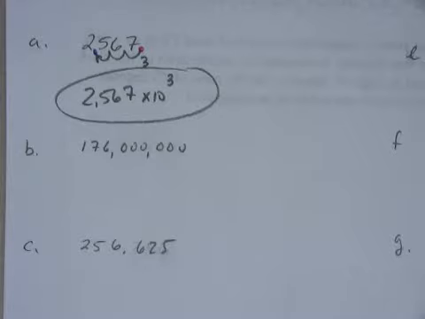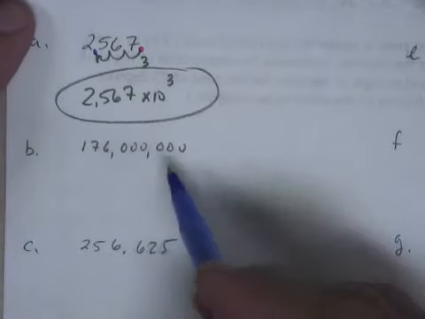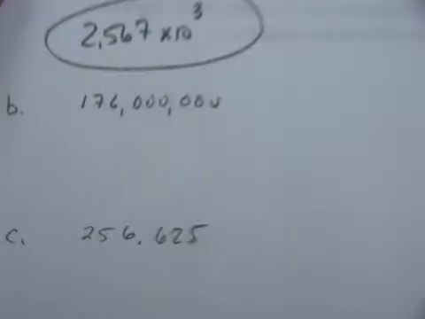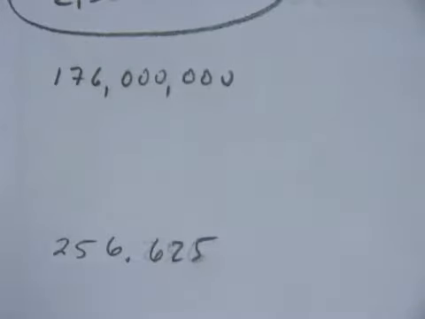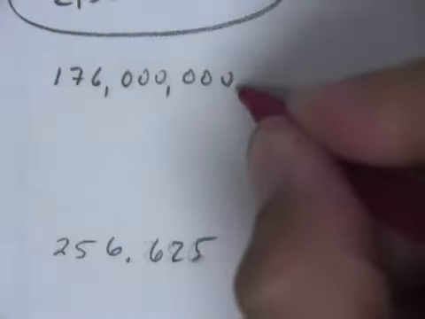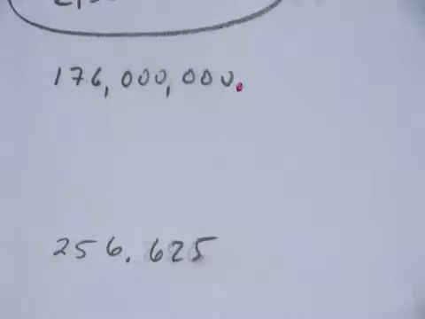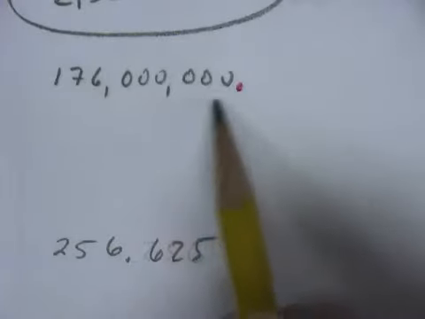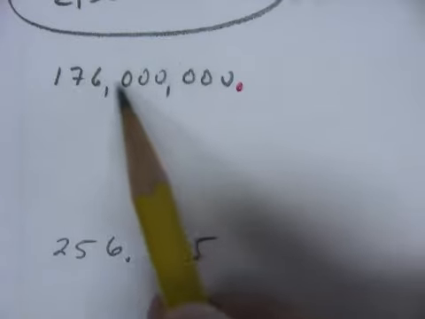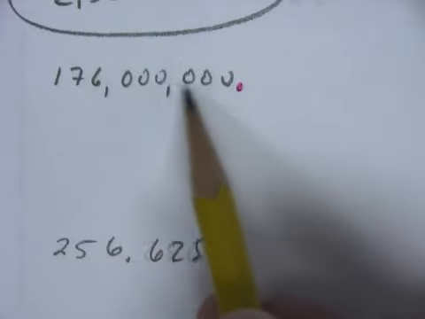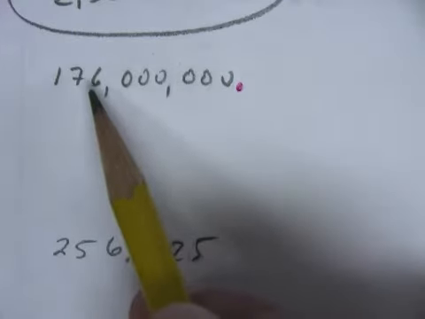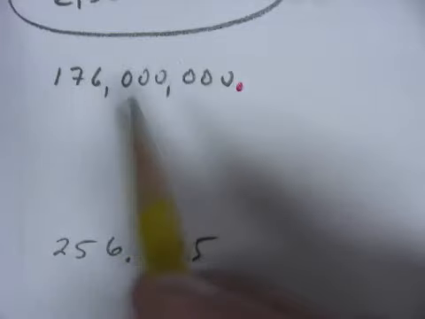Let's do another one. Let's look at this one. Let me zoom in just a little bit. We have 176 million. Again, if we don't know where the decimal is, it's automatically understood to be out on the far right-hand side. Next step is to find where we want to place our new decimal point. In this case, we don't want to put it anywhere here, because that will give us a number that's bigger than 10.